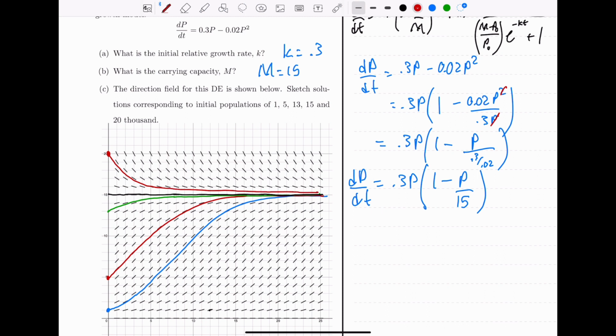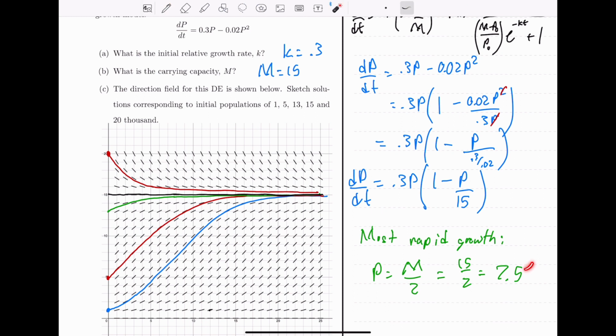Think back to something that we learned in problem 3. We wanted to know at what population size we'd have the most rapid population growth for the logistic model. And we found that we have the most rapid growth at half of the carrying capacity. So most rapid growth, that's when the population equals the carrying capacity divided by 2. For this particular example, the carrying capacity is 15. So we'd have 15 divided by 2, which is 7.5. So if we have a population of 7.5, we will have the most rapid growth.